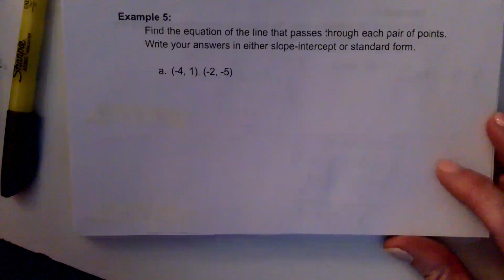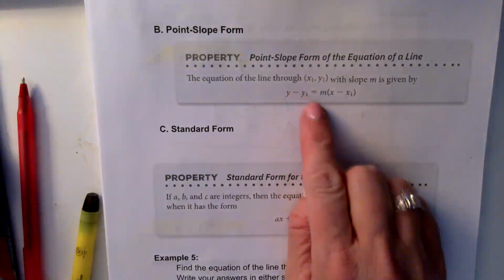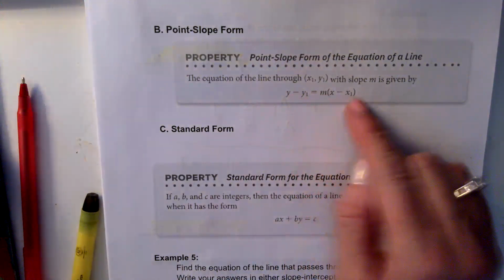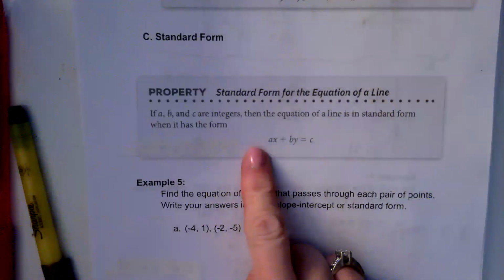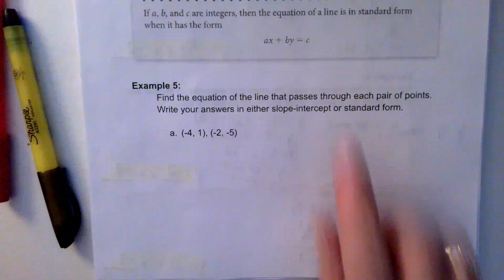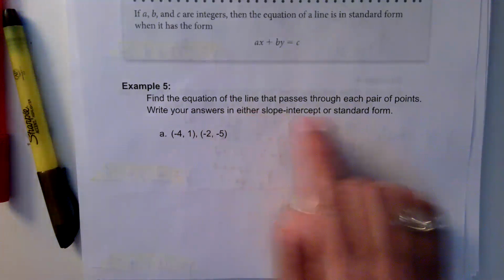Okay. So I showed you earlier the point slope form. That is y minus the y1 you've been given equals slope times x minus the x1 you've been given. That's our point slope form. And then our standard form is where both the x term and the y term are on the one side and your constant is on the right. Okay. So number 5 says, find the equation of the line that passes through each pair of points. Write your answers in either slope intercept or standard form.